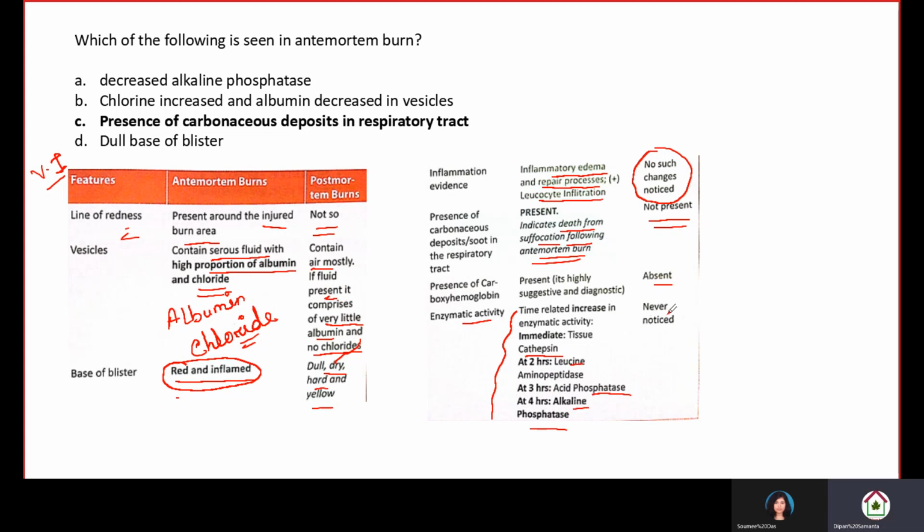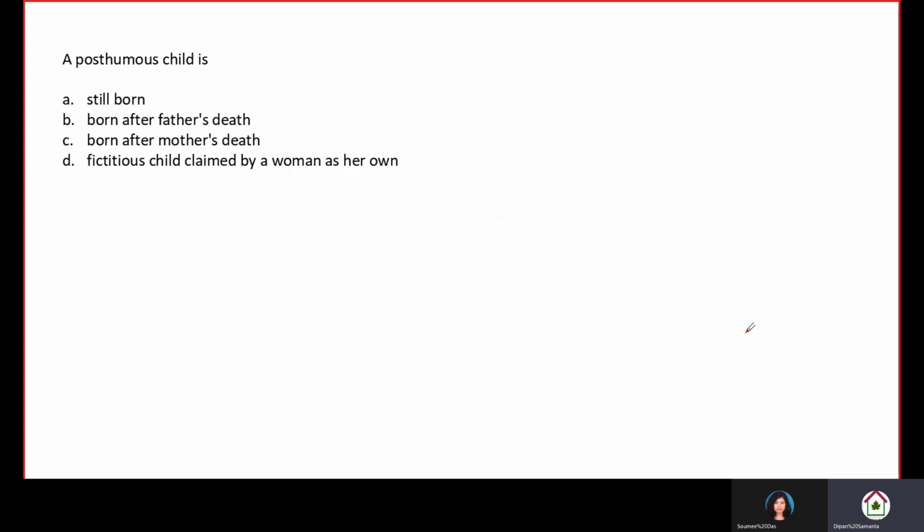But in case of postmortem burning, obviously, all these enzymatic activities will be absent. Will be absent, right? Okay. Next question.